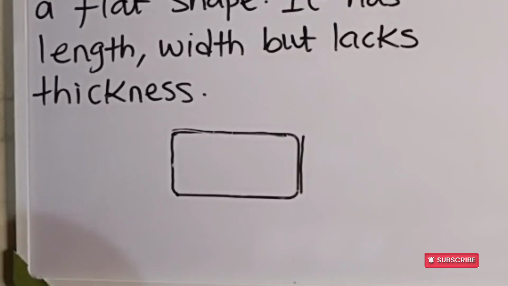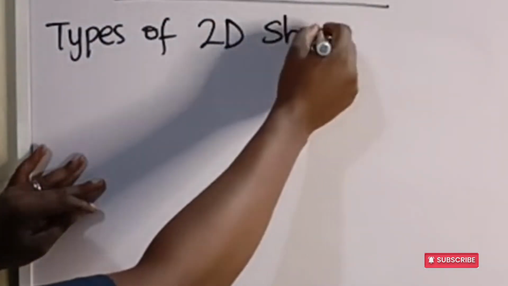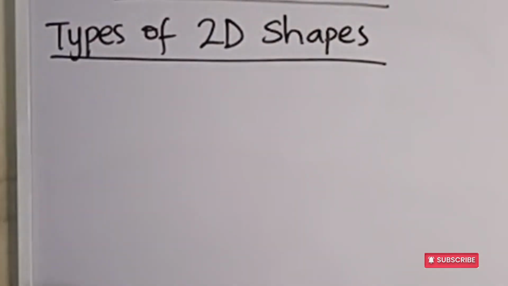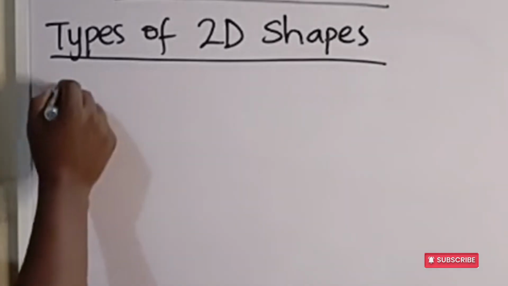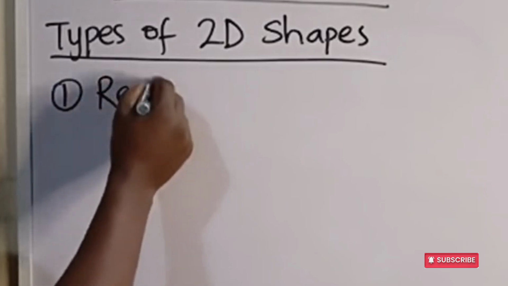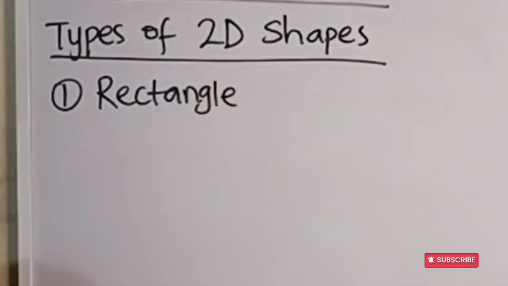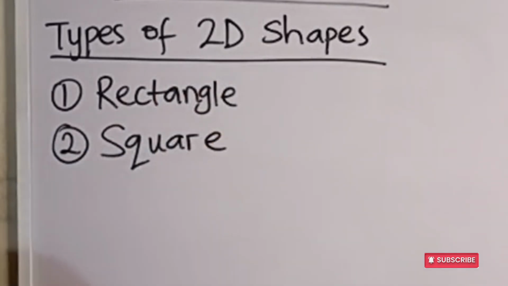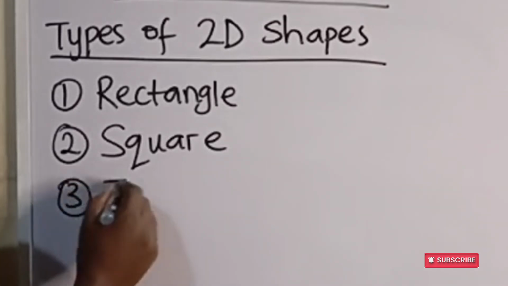So let's see some examples of types of 2D shapes. I might not be able to draw each of them, but in each lesson where I'll be focusing on one of them, we might have to draw them. Okay, so the first one is a rectangle. Here we're just giving a list of 2D shapes. Number 2 is a square. Number 3, triangle.